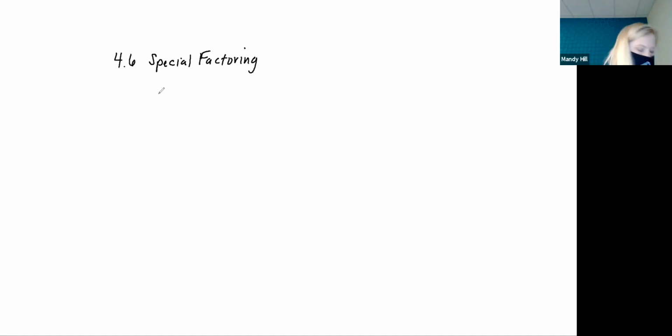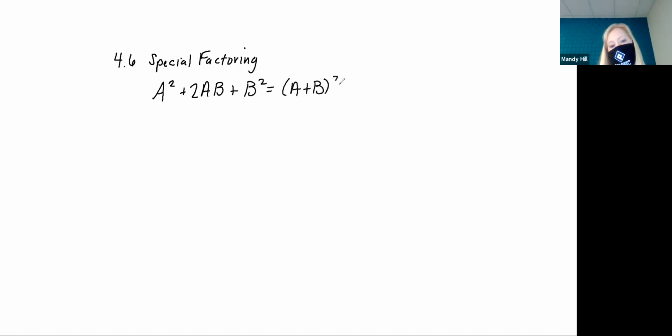So the two formulas that we really start off emphasizing are a squared plus 2ab plus b squared is equal to (a plus b) squared. Then there's another one that says a squared minus 2ab plus b squared is equal to (a minus b) squared. If you can recognize that the problem does this, it helps you make a shortcut.